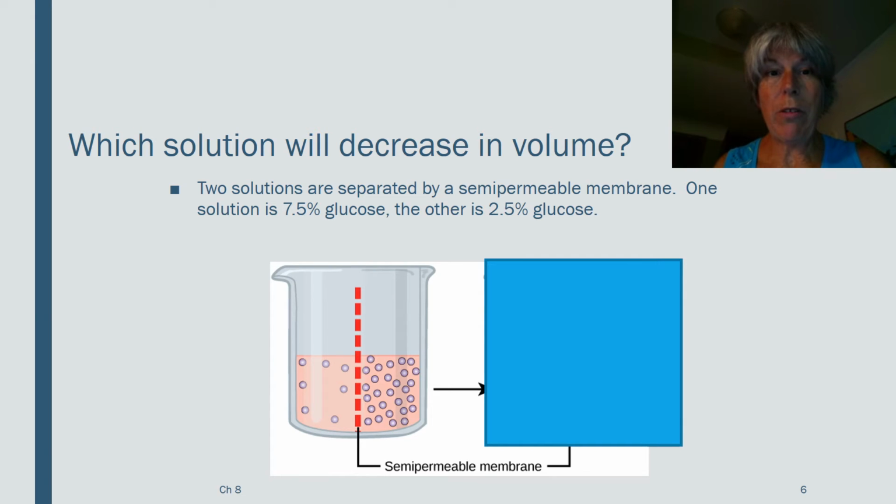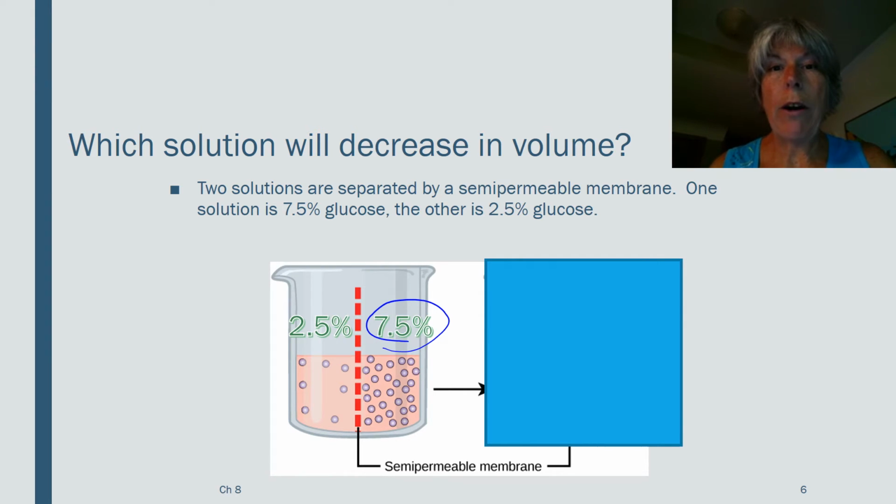Which solution will decrease in volume? You've got 2 solutions separated by a semi-permeable membrane. One solution's 7.5% glucose, and the other solution is 2.5% glucose. And you notice I put in their percentages right here. You could tell that because this one had more particles in it. And we want to know which solution will decrease in volume. In other words, which way is the water going to flow?